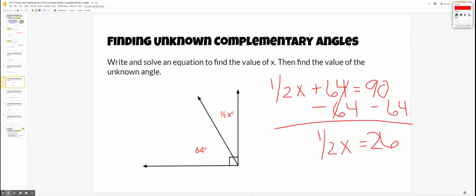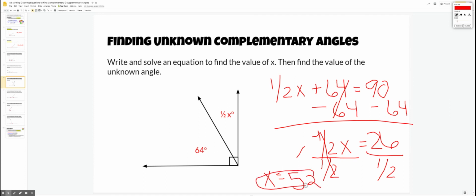And so now over here, we're multiplying by 1/2. Well, what's the inverse of multiplying by 1/2? Yeah, dividing by 1/2. So we're going to divide both sides by 1/2. Come over here, right? Our halves cancel. 26, go ahead and divide 26 by 1/2. And instead of 1/2, you can use 0.5. See what you come up with. You should have gotten x is equal to 52.